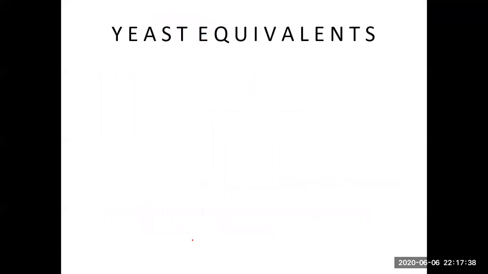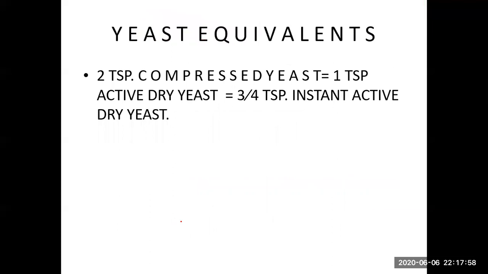Now what you have to do, if in your recipe you want to use instant active dry yeast but you have active dry yeast? That means one kind of yeast is needed for your recipe, but it is missing, and you have another kind of yeast. Then how can we balance the recipe? You can balance the recipe with this method: 2 teaspoons of compressed yeast are equal to 1 teaspoon of active dry yeast, and it will be 3-4 teaspoons of instant active dry yeast. That means if you have compressed yeast but you needed active dry yeast, then instead of active dry yeast, you have to use 2 teaspoons of compressed yeast. Okay, by this way you can balance the recipe.